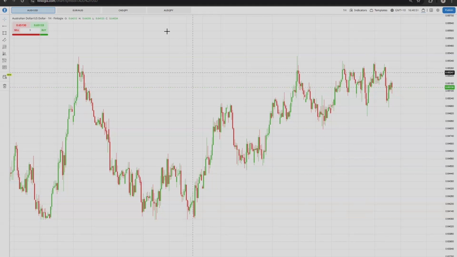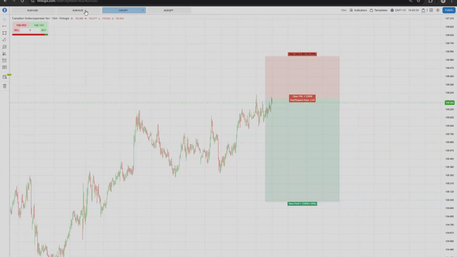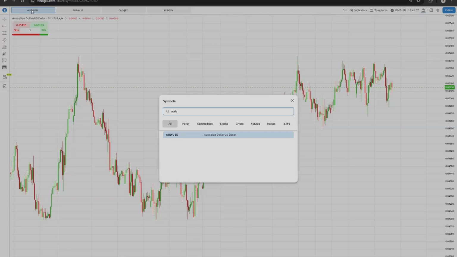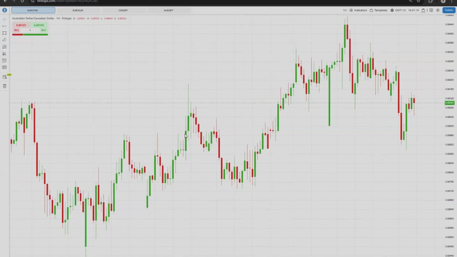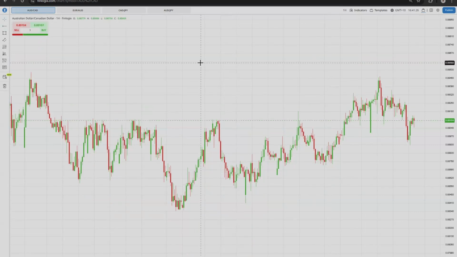Okay. So just going over everything again. Short Aussie against the Japanese yen, short Canadian dollar against the Japanese yen, long euro against the AUD. Okay. And then we have short NZUSD. AUD CAD. So we have short AUD CAD right here. And that's pretty much it.